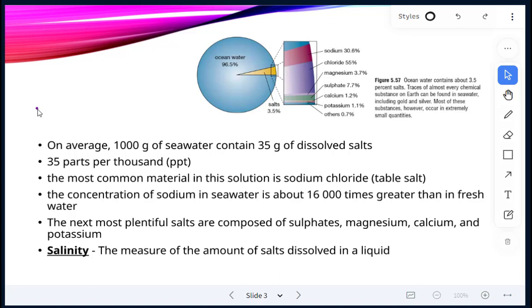On average, if we had 1,000 grams of seawater, about 35 grams of it would be dissolved salts. That gives us parts per thousand, 35 parts per thousand, or ppt. The most common material in this solution is sodium chloride, which is table salt. The concentration of sodium in seawater is about 16,000 times greater than in fresh water. The next most plentiful salts are composed of sulfates and magnesium, calcium, and potassium. When we use the word salinity, that is the measure of the amount of salt that's dissolved in a liquid.